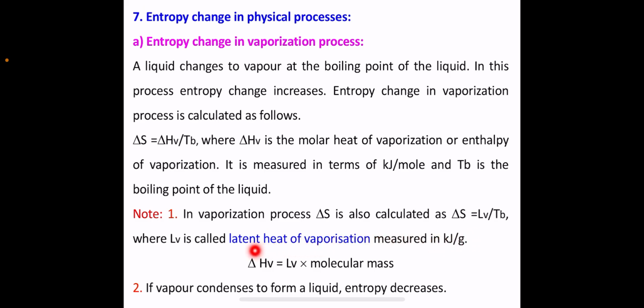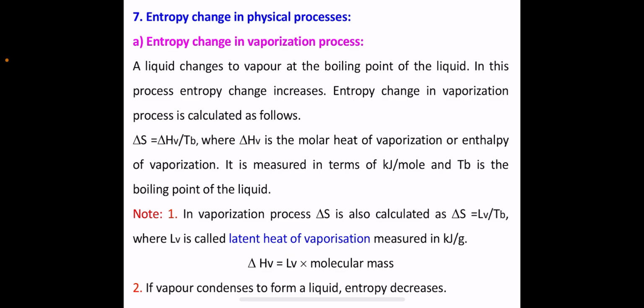Okay, so the change in latent heat of vaporization, delta Hv, is equal to Lv times the molecular mass. If you multiply the latent heat of vaporization by the molecular mass of the compound, you get the change in Hv.